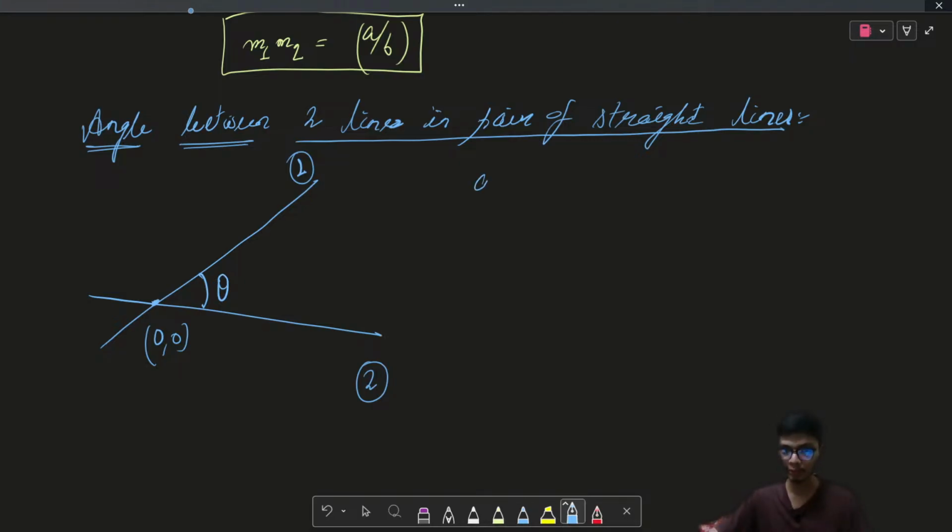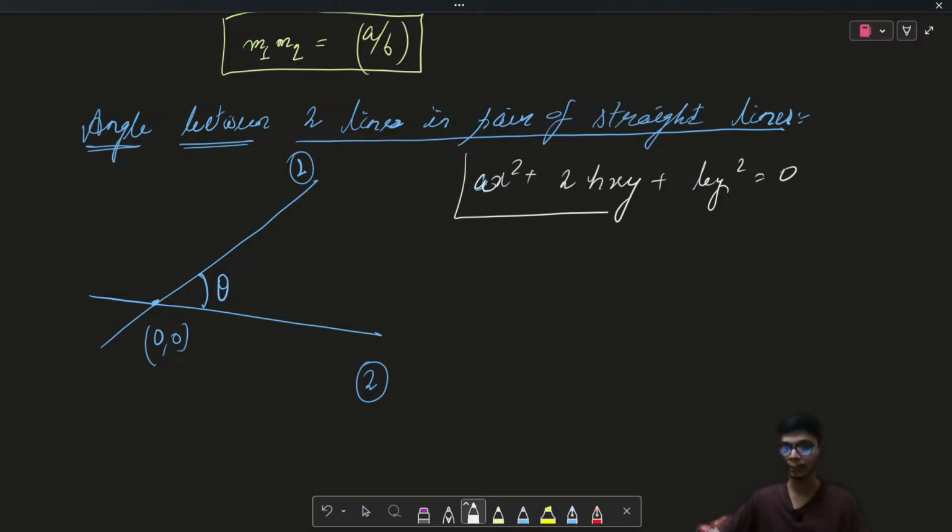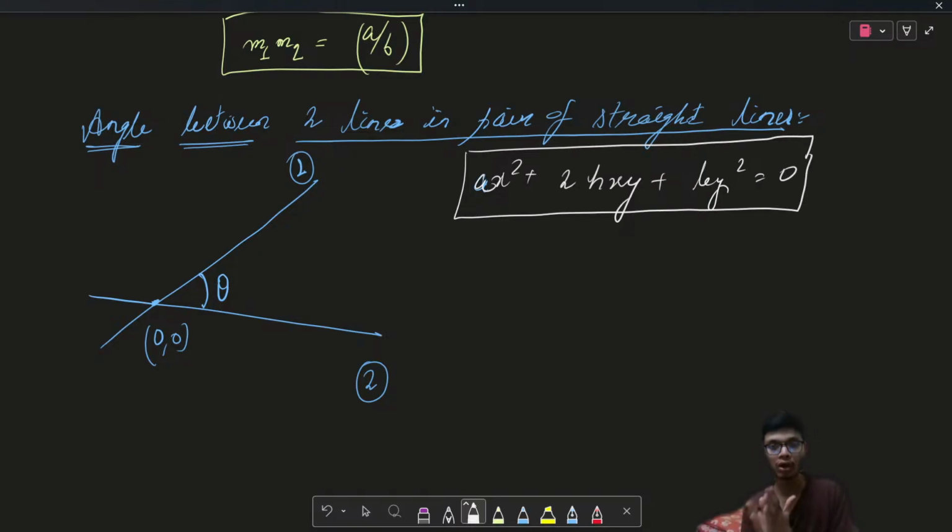What will be known to me is the equation of the pair of straight line in this particular format, that is ax square plus 2hxy plus by square equals 0. So that will be the general form of the pair of straight line equation that will be given to you, right? If this particular form is given, you don't need to actually solve for both the straight lines, or to find out the roots of this particular equation in terms of y upon x to get the slopes.